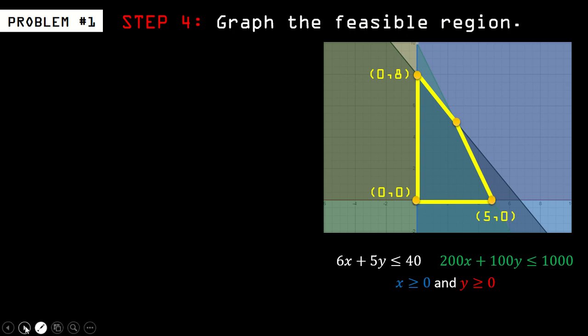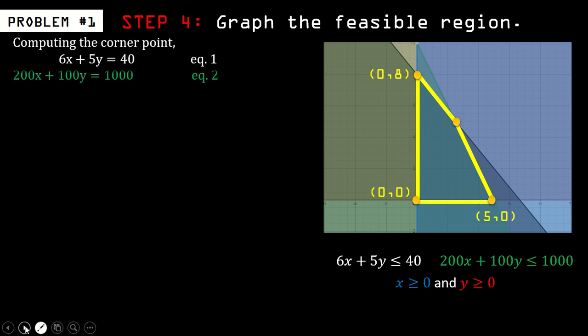So we have 6x plus 5y equals 40, and then 200x plus 100y equals 1000. Let's say this is equation 1 and this is equation 2. Here, you need to recall the concept of the system of linear equations, using elimination or substitution. But this time I'm going to present the elimination method. So here we need to eliminate one variable.